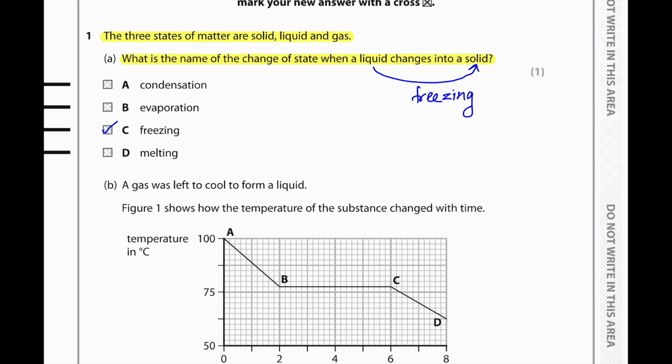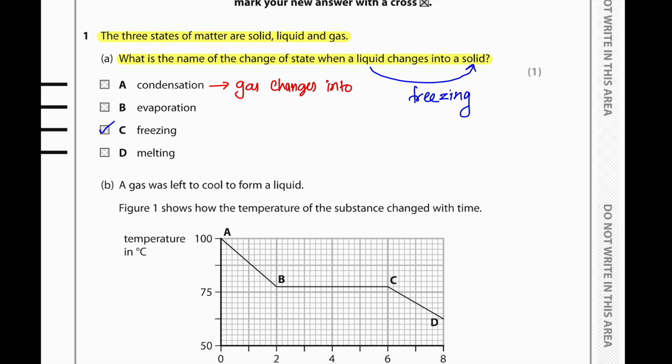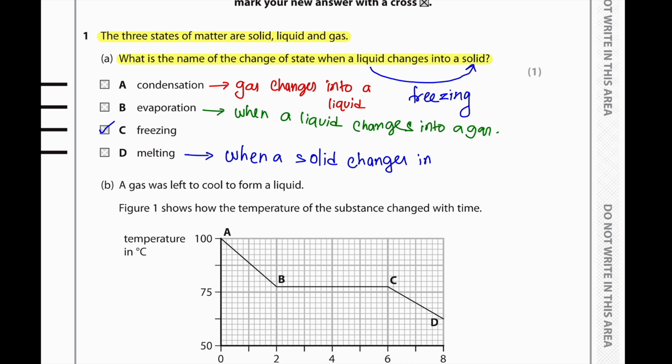Let's see the description of other states. Condensation is the process of a gas changing into a liquid. Evaporation is when a liquid changes into a gas. And melting is when a solid changes into a liquid.